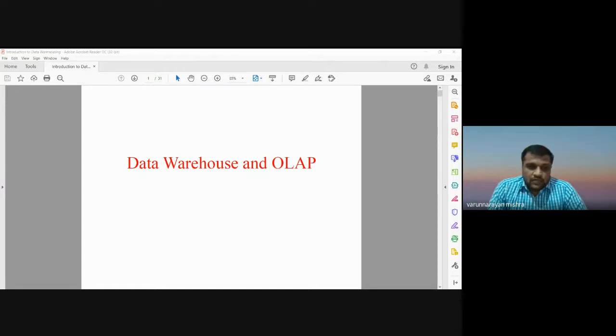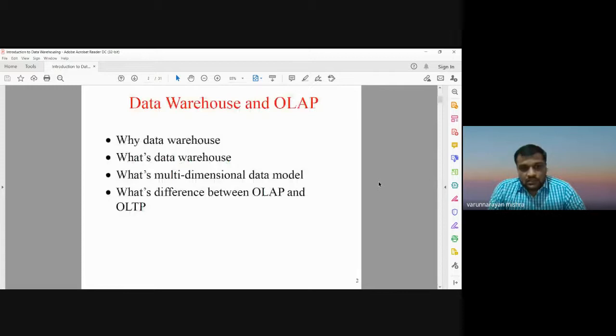Today I am going to discuss the data warehouse and OLAP. It's an important topic in database management systems. Before starting, I would like to first discuss the content of today's lecture. First, we will see why it is required to have a data warehouse, what a data warehouse is, what the multi-dimensional data model is, and what the difference between OLAP and OLTP is.